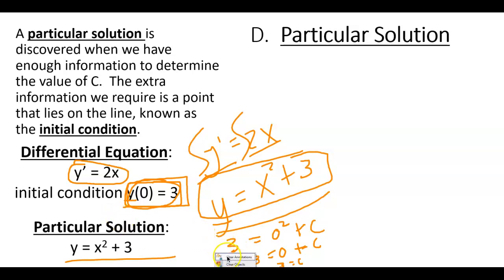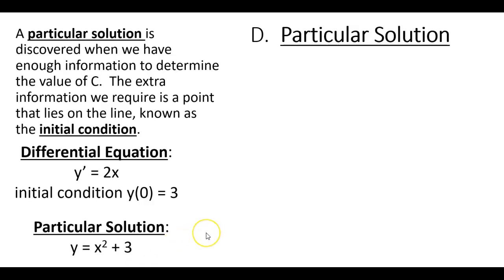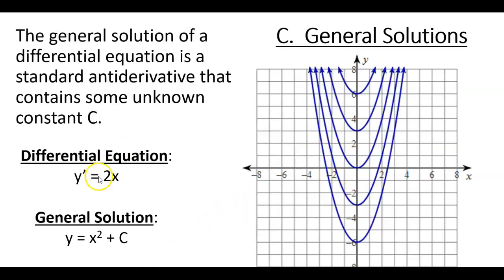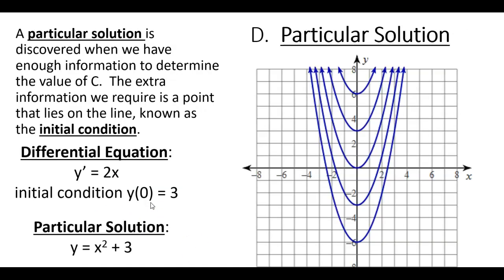So let's look at that from a graphical perspective really quick. As you guys might recall on the last slide, when I have a general solution, it could be any one of these parabolas. But now that I'm telling you a specific point, y of 0 equals 3, well, that's this point right here. That's the point 0, 3. And there's only one of these parabolas up here that has that point on there, and it's this guy. So now I'm not talking about a bunch of different parabolas all at once. I'm talking about a specific particular parabola now, and that's because I was given an initial condition.